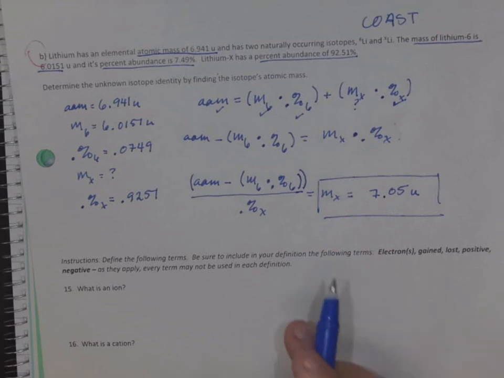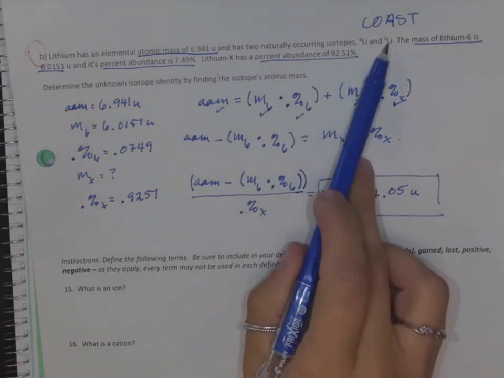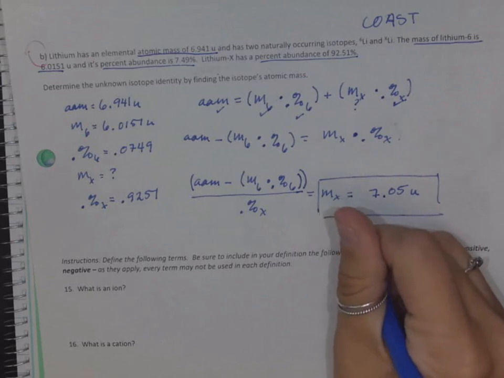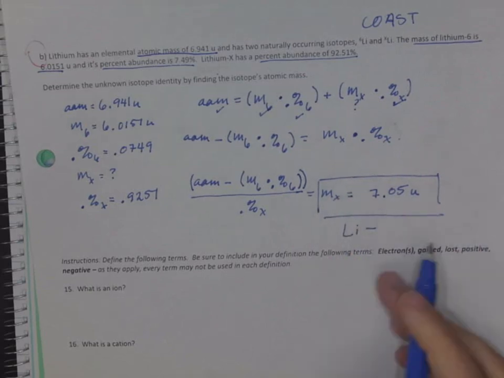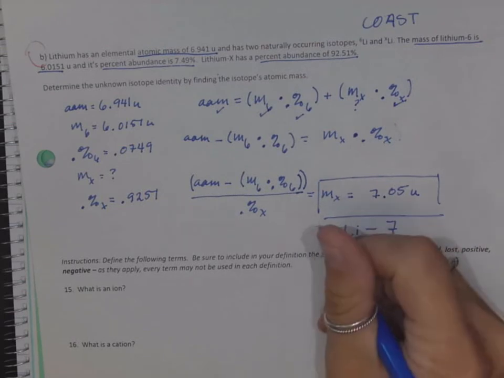If we want the identity of that unknown isotope, well, this is still lithium, right? It's an element of lithium. And then we'd round the mass to the closest whole number, and so the identity would be lithium-7.